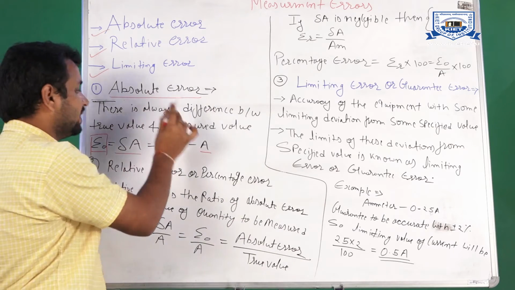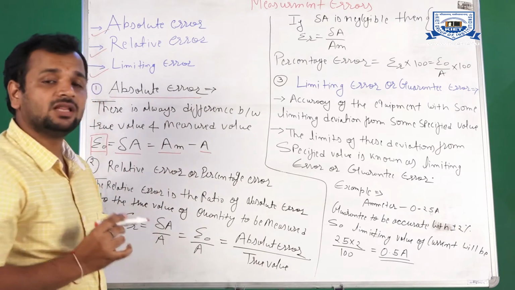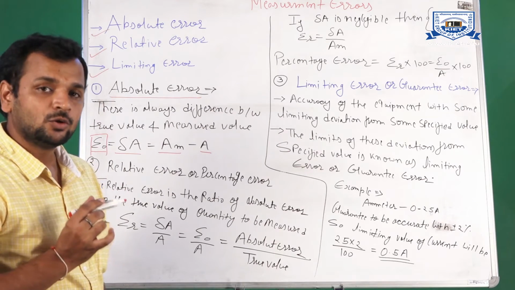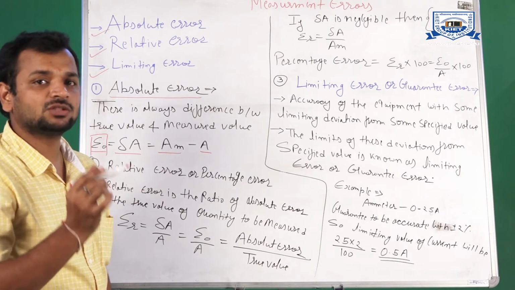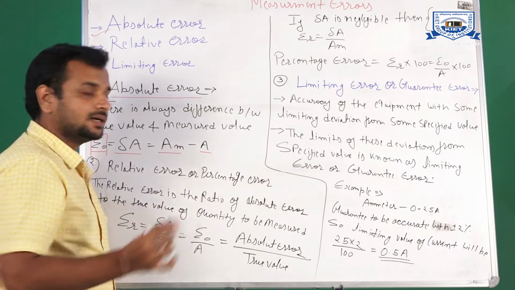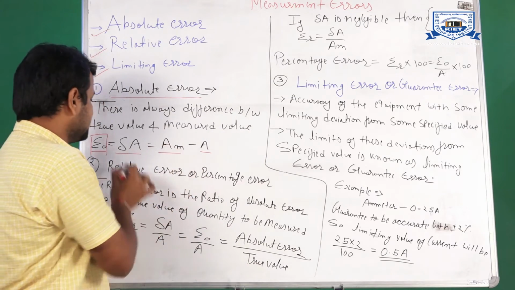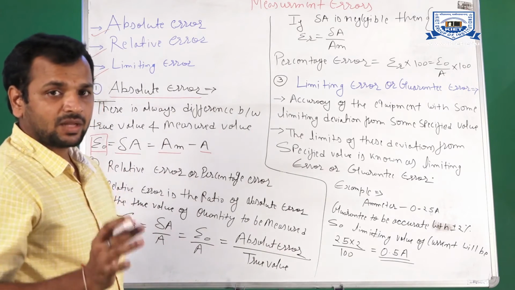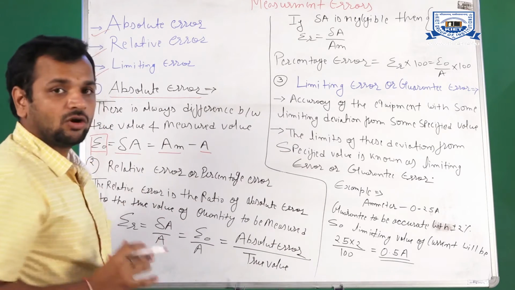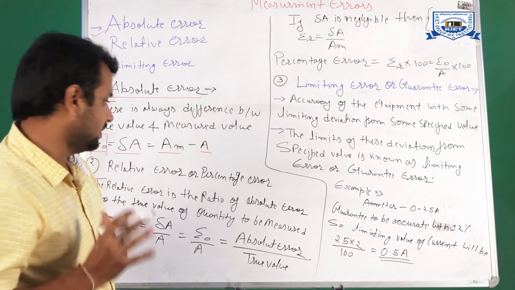So the absolute error is the difference between the measured value and the true value. If the measured value is represented by AM and the true value by A, the difference is AM minus A. It is represented by epsilon naught, and that is known as the absolute error.